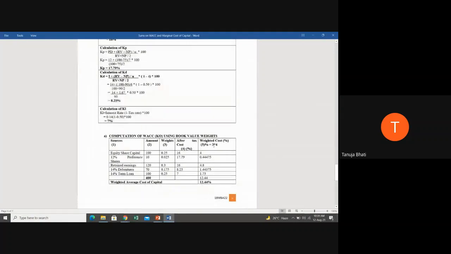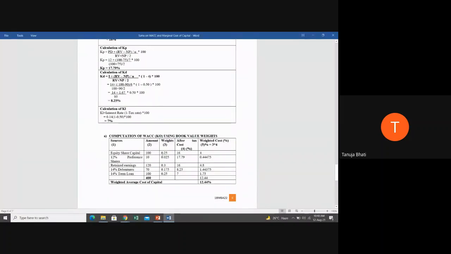Now next, can anyone tell me how we arrive at the weighted cost? What do you mean by weighted cost and how do we derive it? The answer is there in the slide itself. That is, it is 3 into 4. So weighted cost is nothing but the weight into the cost. That is the meaning of weighted cost, weight into the cost.